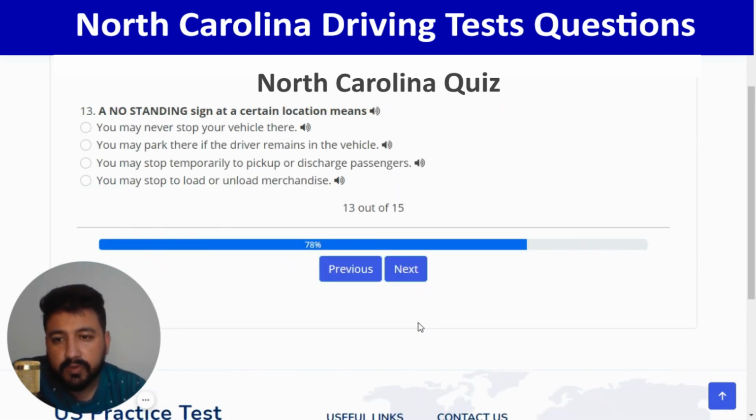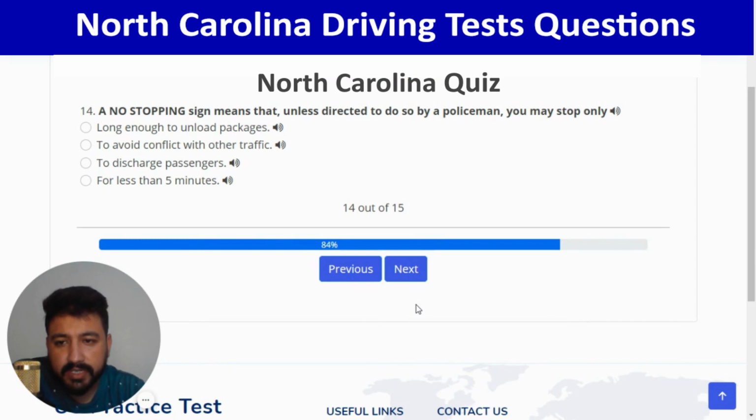The third last question of quiz number 5 is, a no standing sign at a certain location means, so you can choose the third option, which is you may stop temporarily to pick up or discharge passengers. So third option. Second last question is, a no stopping sign means that unless directed to do so by a policeman, you may stop only. So the right answer of the 14th question is to avoid conflict with other traffic. So I'm going to click on the second option.